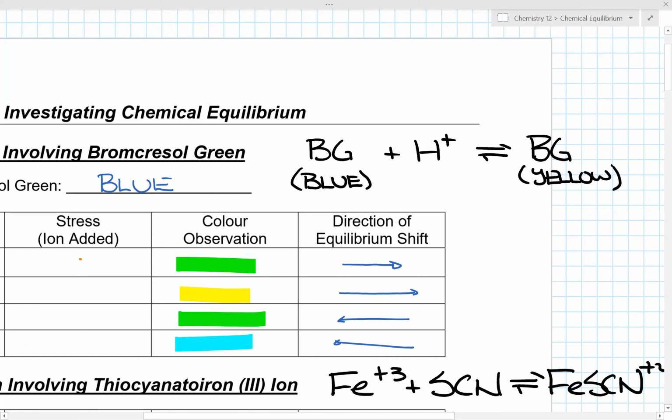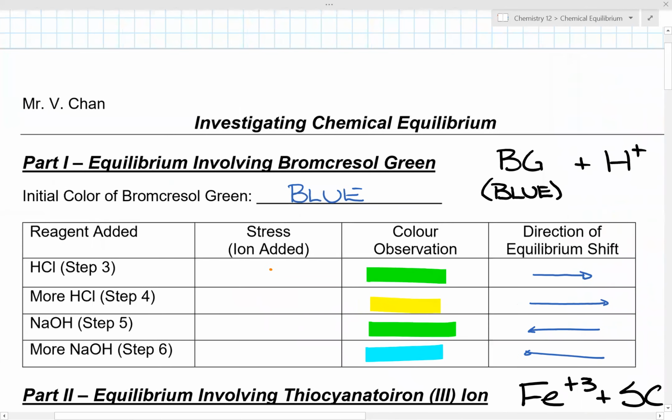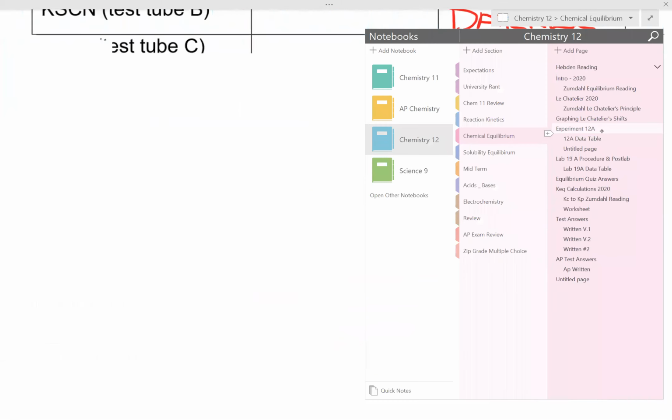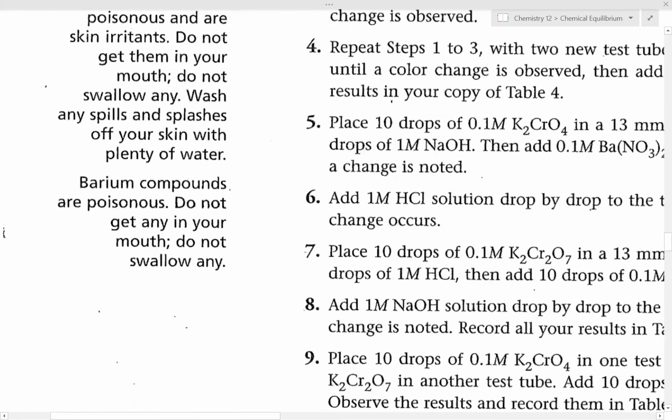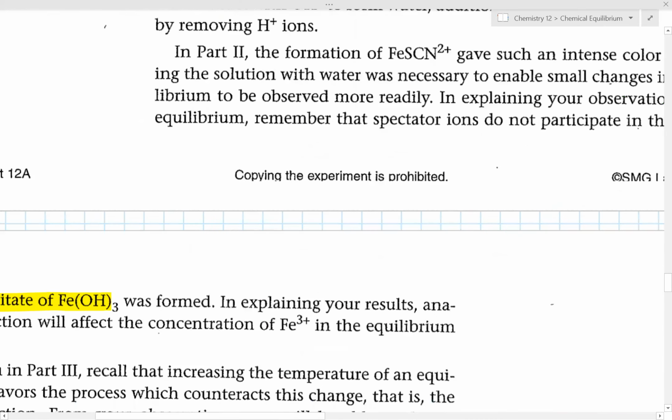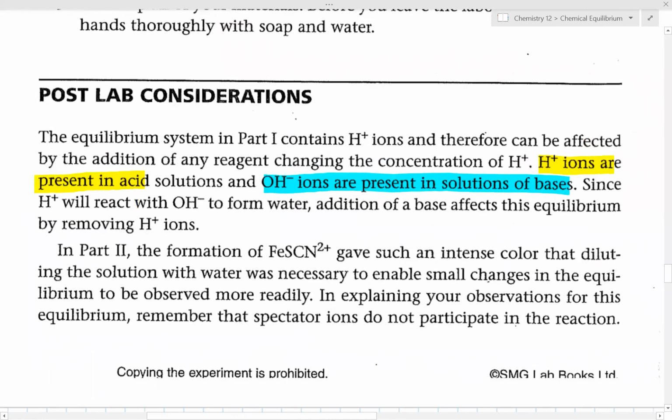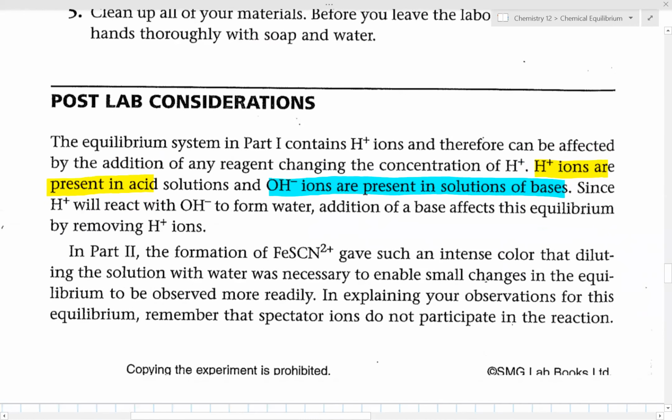Now, the second thing: what is this stress ion additive? What is the stress ion? Where do we figure it out? This is where you read the post-lab discussion. So can everybody take a look at lab 12A and look at the post-lab discussion? This is in your book, so it's good to follow along.